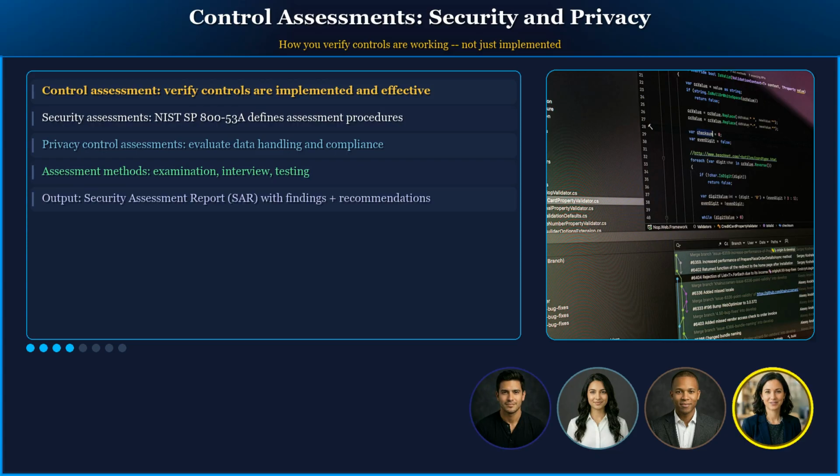The output is a security assessment report, the SAR. It documents what was assessed, what was found, and what the recommended actions are. The SAR feeds directly into the authorization decision in the NIST Risk Management Framework, which we will cover in detail when we get to the frameworks.